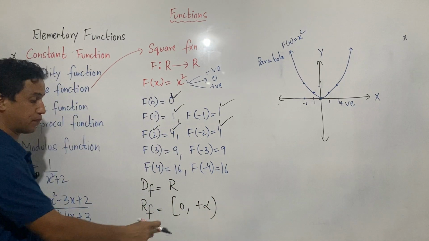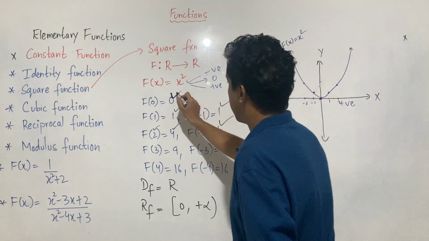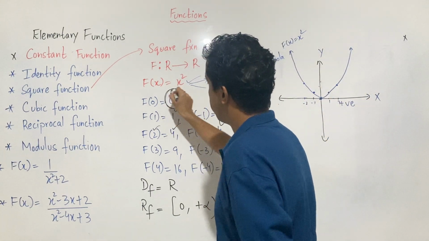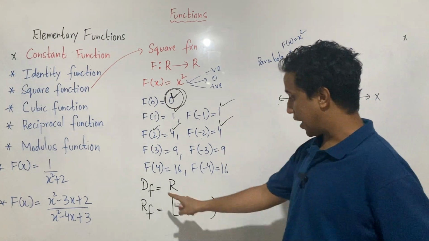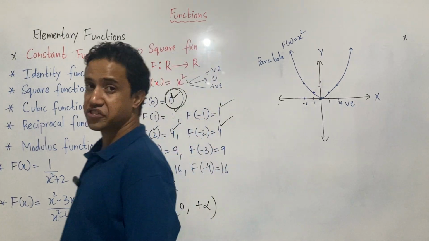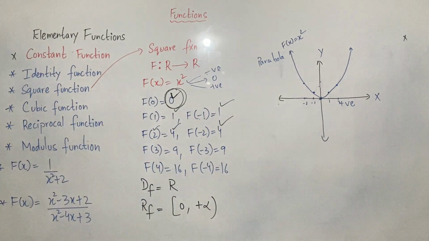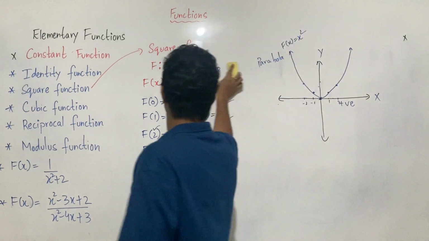Why here a close bracket? Because the minimum value is 0 and it is included. So that's why the range is from 0 to infinity. I hope it is clear to you. Okay, easy, not difficult, right? Now let's move to the next one.